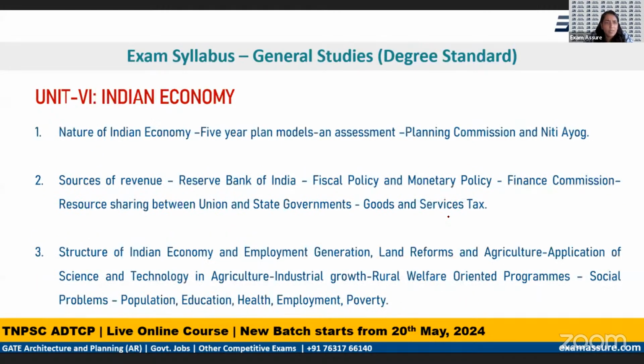Basics of Indian economy, 5-year plans, sources of revenue, Reserve Bank of India. What does RBI do? What is the repo rate? What is reverse repo rate? Basic concepts, right? Fiscal and monetary policy. What kind of policy does RBI make? What is the Finance Commission? Now, Finance Commission, its role, what is GST? How does that work? Right? The industrial and agricultural growth, social problems.